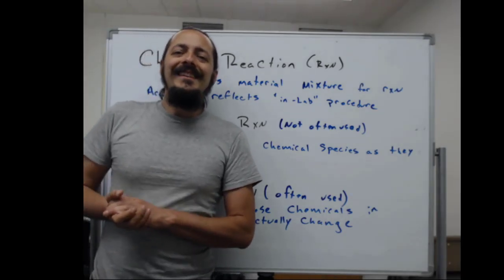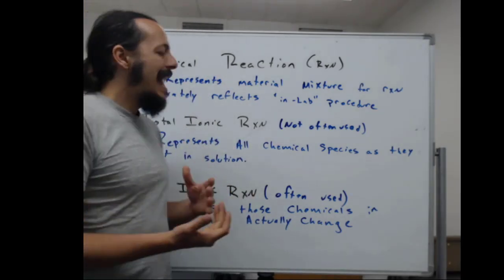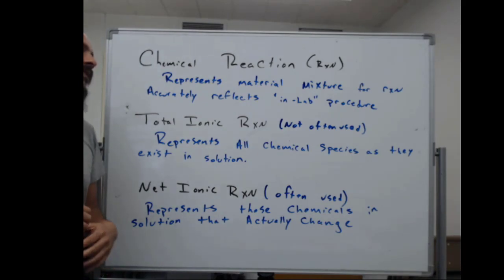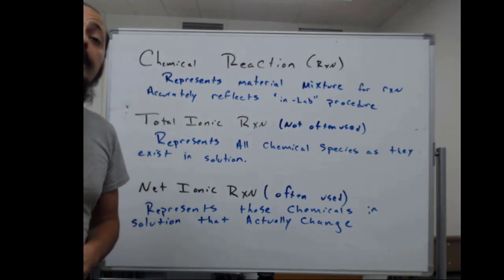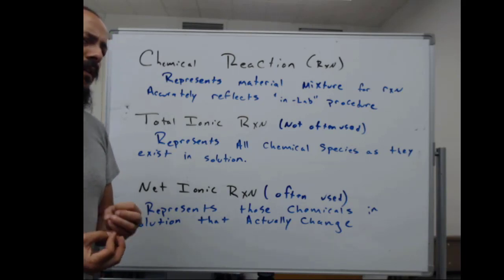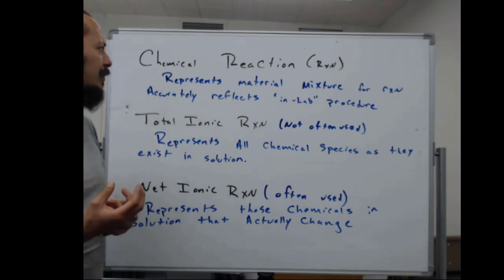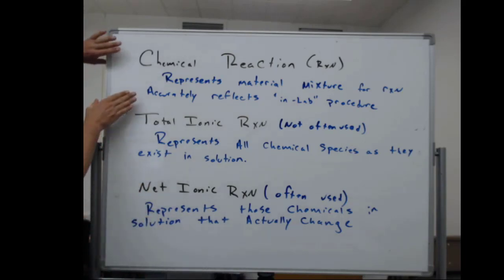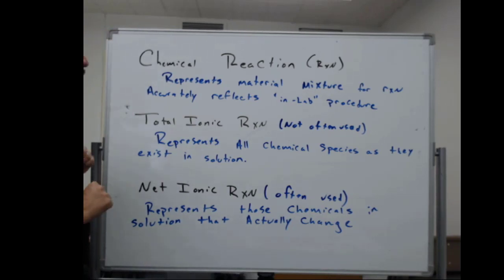Hey everybody. Today we're going to look at how we can write net ionic reactions. That is to say, a different way to represent our chemical reactions that really gets at what chemical constituents are changing.